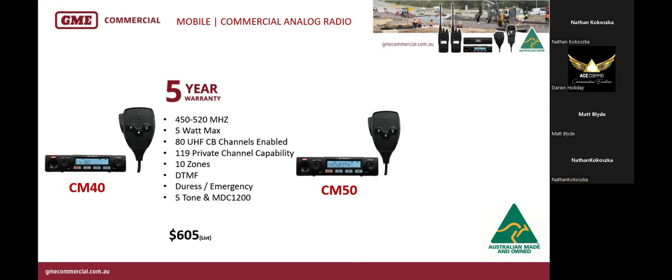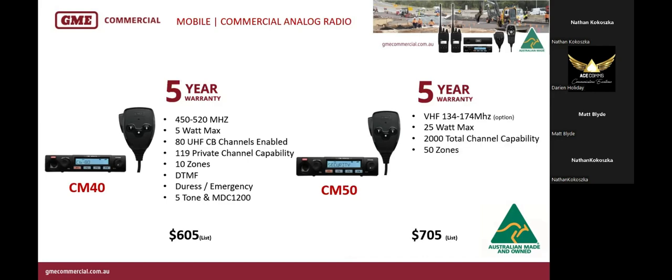So there's a few more noticeable differences between the CM40 and the 50. So it's an extra $100, which is not too bad price-wise. The first one is the option for a VHF variant. So that is only available in the CM50. CM50 also runs up to a maximum of 25 watt, and you can also run it as 5 watt as well if you needed to. You'll get more channels and zones with the CM50, and you also get RSSI and busy voting in there as well.